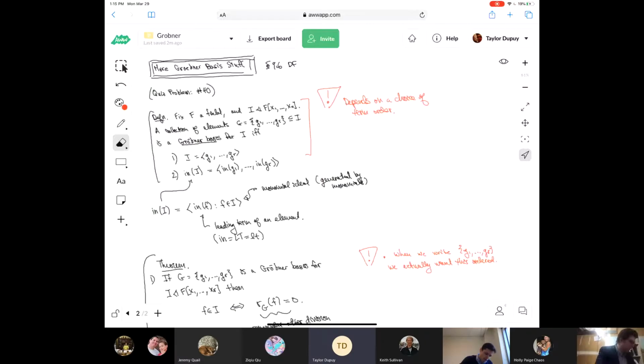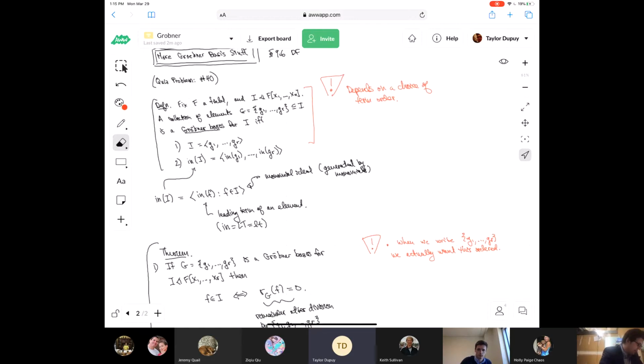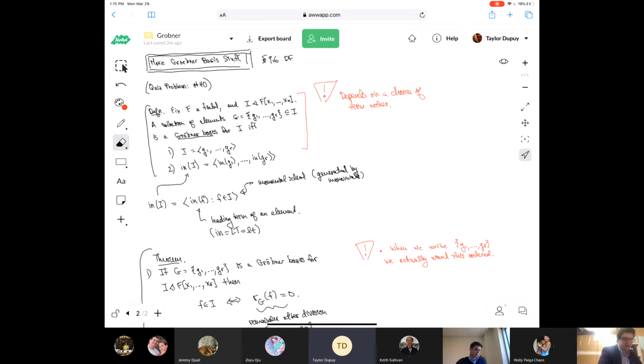I'm just going to review what we talked about last time. So we talked about what a Gröbner basis was, and we talked about the initial ideal, right? The initial ideal is where you take the leading monomial, or leading term, of each element. It doesn't matter because it's a field. The leading term of everything in your ideal, and you make an ideal out of that.